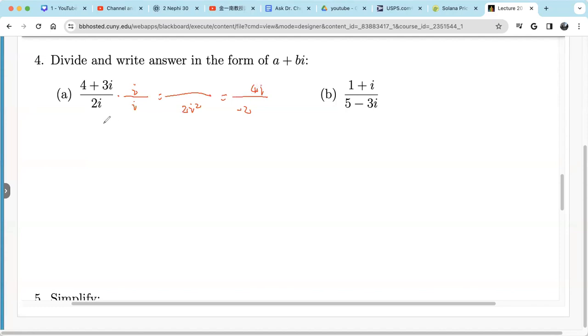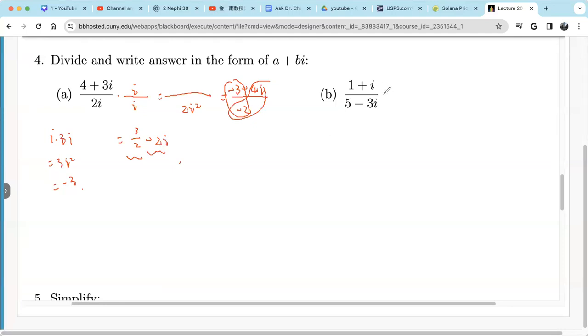i times 3i equals 3i squared. What's i squared? -1. So we get -3. Okay, so 3i times i is -3. We want to write the real part first. So now -3 divided by -2, that's +3 over 2. Minus 4i divided by -2 is -2i. So the real part is 3 over 2, the imaginary part is -2.